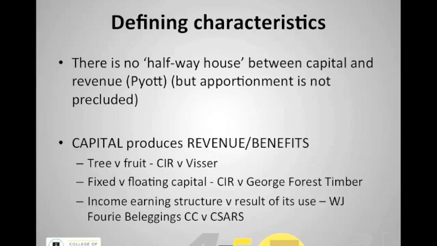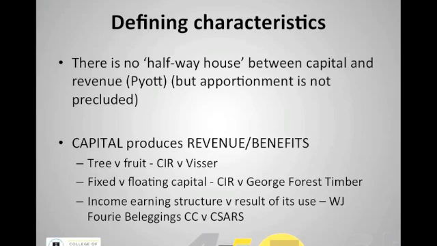The overarching definition that we can extract from case law is that capital produces either revenue or benefits. The most commonly given analogy is that of a tree and its fruit, and that comes from CIR versus Fisher. The analogy is that a tree produces fruit in the same way that capital produces revenue. You don't plant a tree because you want a tree, you plant a tree because you want to get the fruit. In the same way, a capital asset is not pursued for its own sake, it's pursued for the revenue that it will bring in.